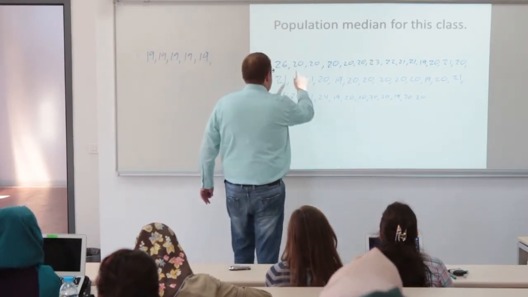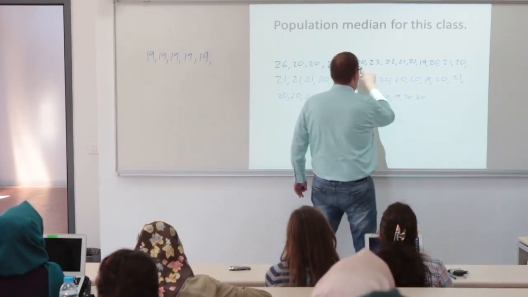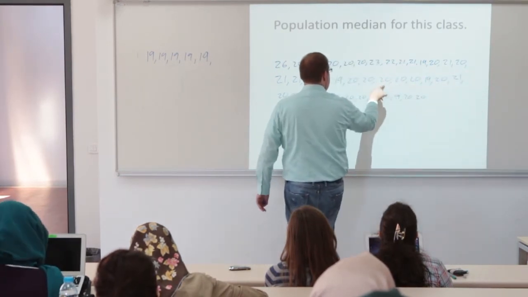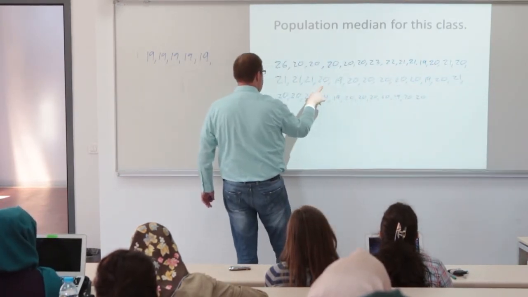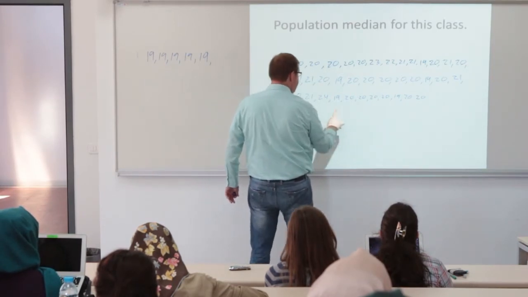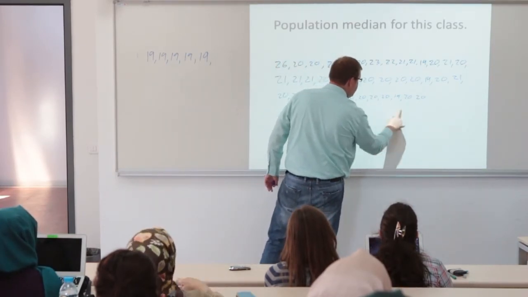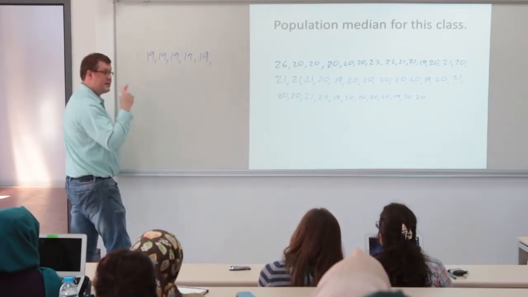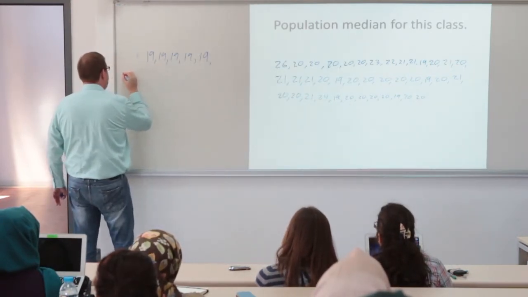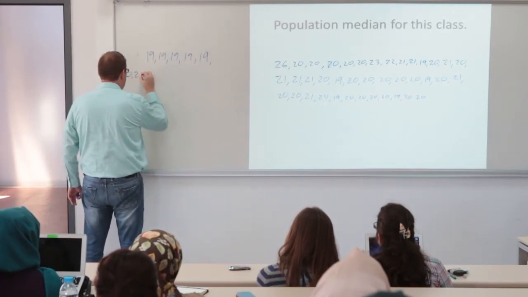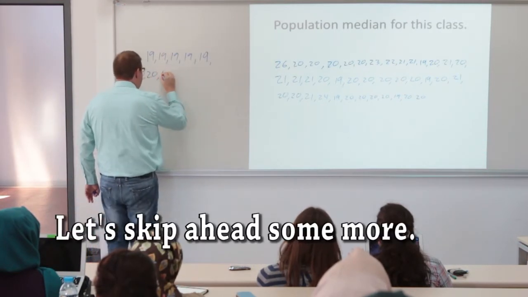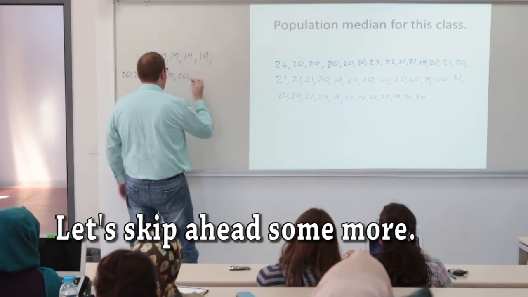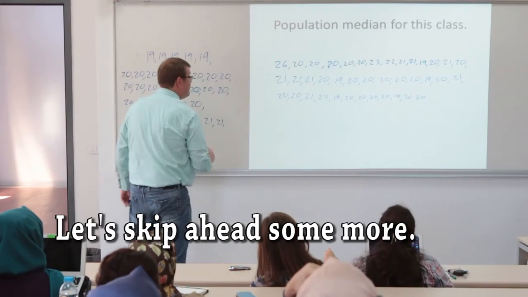How many 20s do we have? 1, 2, 3, 4, 5, 6, 7, 8, 9, 10, 11, 12, 13, 14, 15, 16, 17, 18, 19, 20, 21, 22. Okay, someone please count with me so we don't have to count this. 1, 2, 3, 4, 5. You guys count all right. That's it, right?